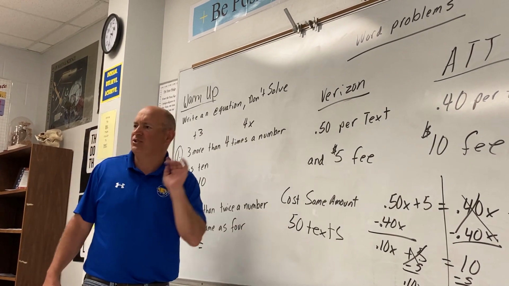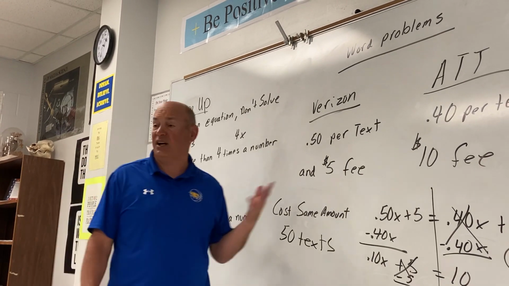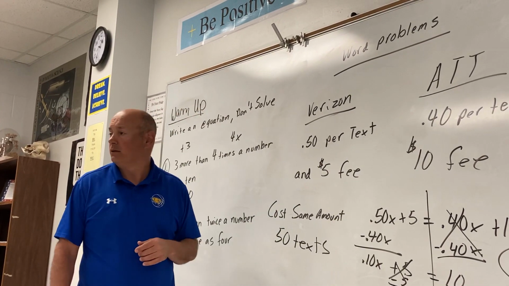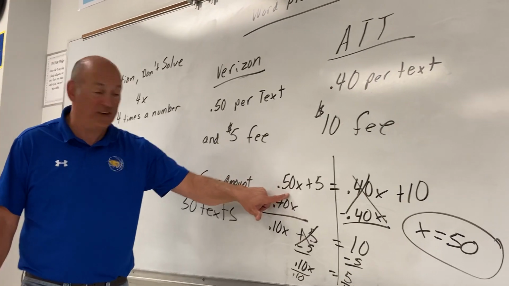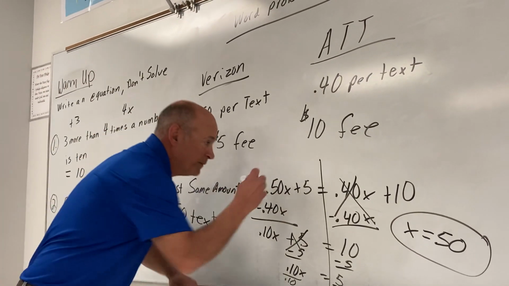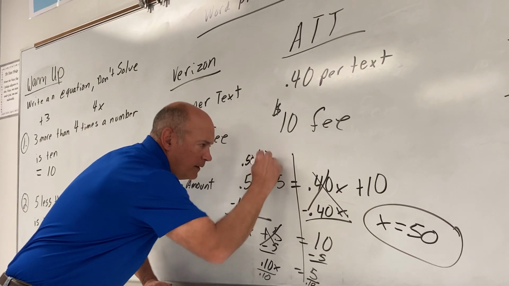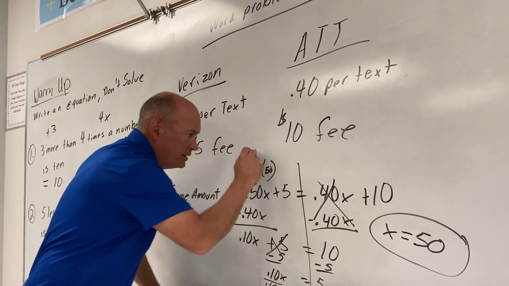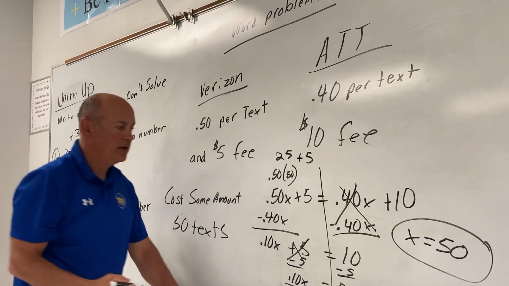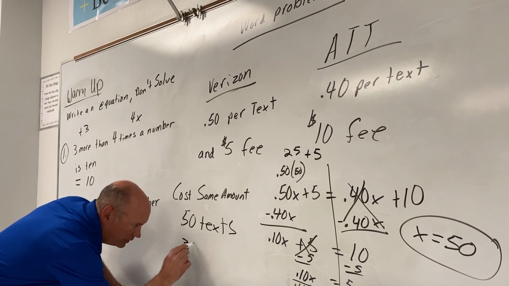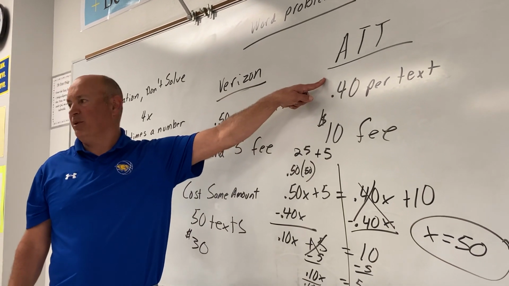How much does each one cost if I send 50 texts? How could I figure that out? Put it in the equation. I could do 50 times 50 cents. Do that. What's 50 cents times 50? 25 bucks. Don't forget to add the $5 fee. What is the total price? $30, both companies. Shouldn't AT&T be the same number when I plug in 50?